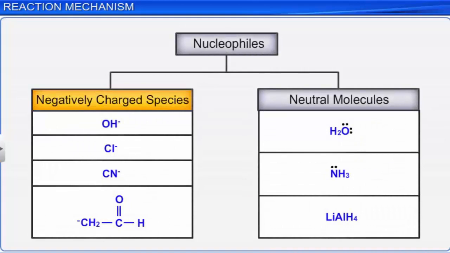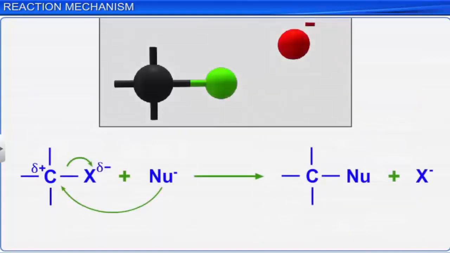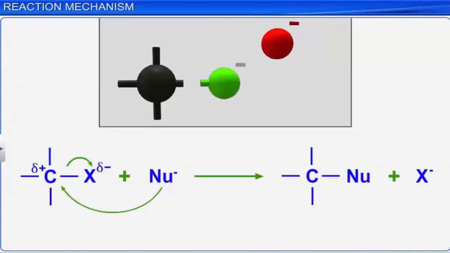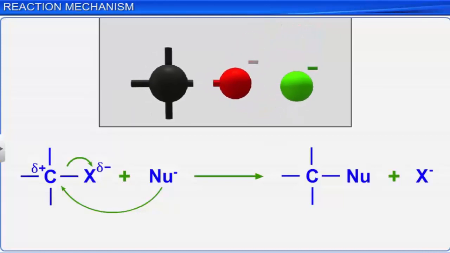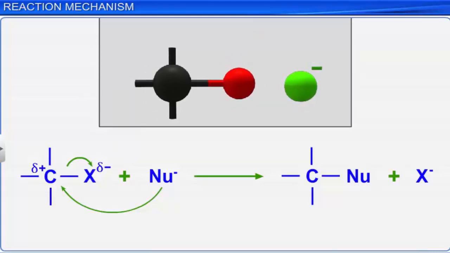Negatively charged species with lone pairs of electrons, such as hydroxide, chloride, cyanide ions and carbanions, and molecules such as water, ammonia and lithium aluminium hydride are some of the neutral nucleophiles. A reaction initiated by a nucleophile is called a nucleophilic reaction. Nucleophiles always attack the substrate molecule at the site of minimum electron density.